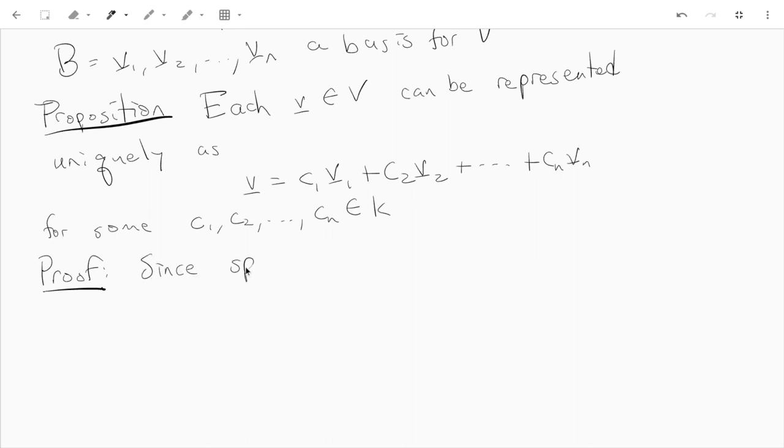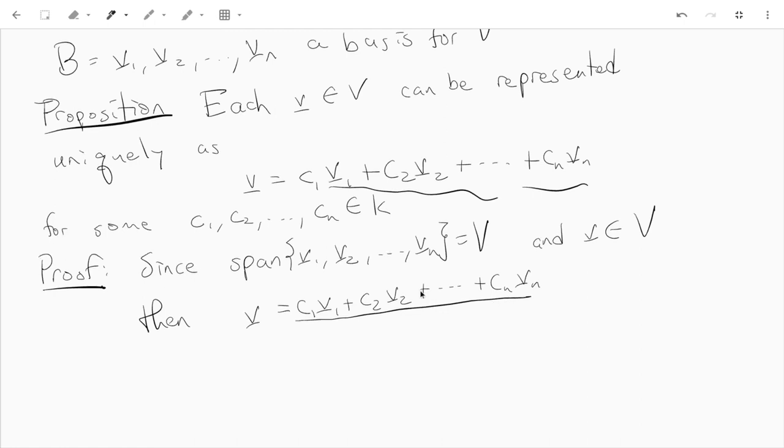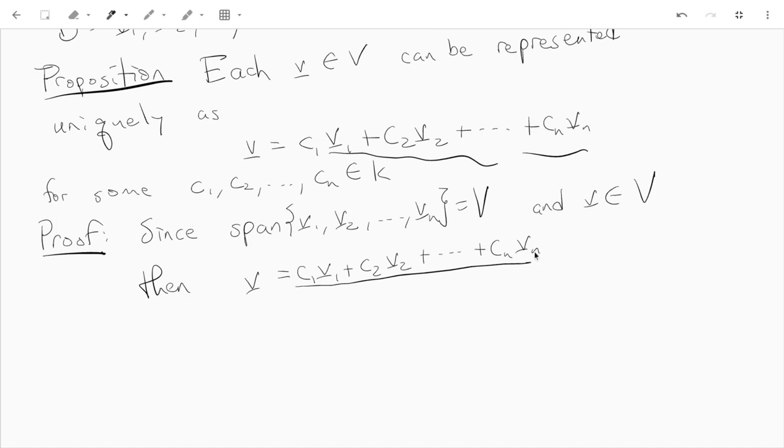So first of all, since the span of the v_i's is V, if we have a vector in V, then certainly it is a linear combination of the v_i's, because that's what the definition of span is. The span of v1 up to vn is all the vectors which have this form. So every vector in V has this form. Okay, so far so good. We've shown that every vector has a representation as a linear combination of the v_i's.